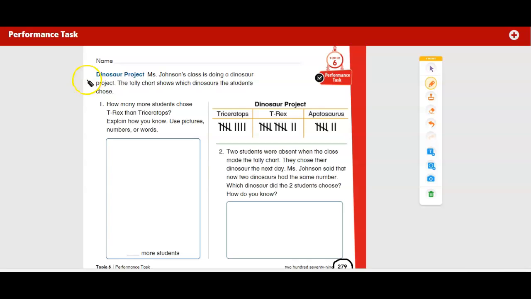It says Dinosaur Project. Ms. Johnson's class is doing a dinosaur project. The tally chart shows which dinosaurs the students chose. Number 1. How many more students chose T-Rex than Triceratops? Explain how you know. You can use pictures, numbers, or words.